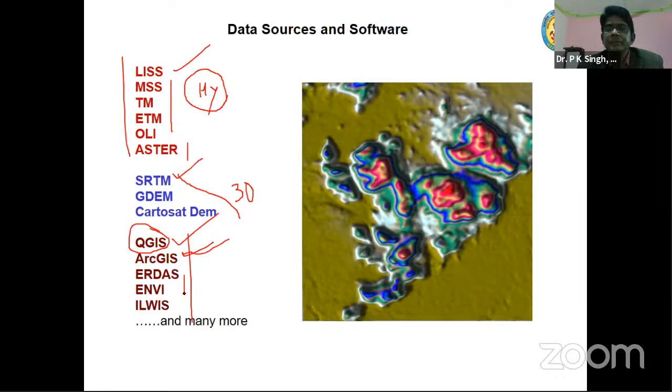ERDAS and ILWIS are specialized remote sensing image processing software. LVS is free image processing software, and many more. If you look for that, many things are there where you can download the data.